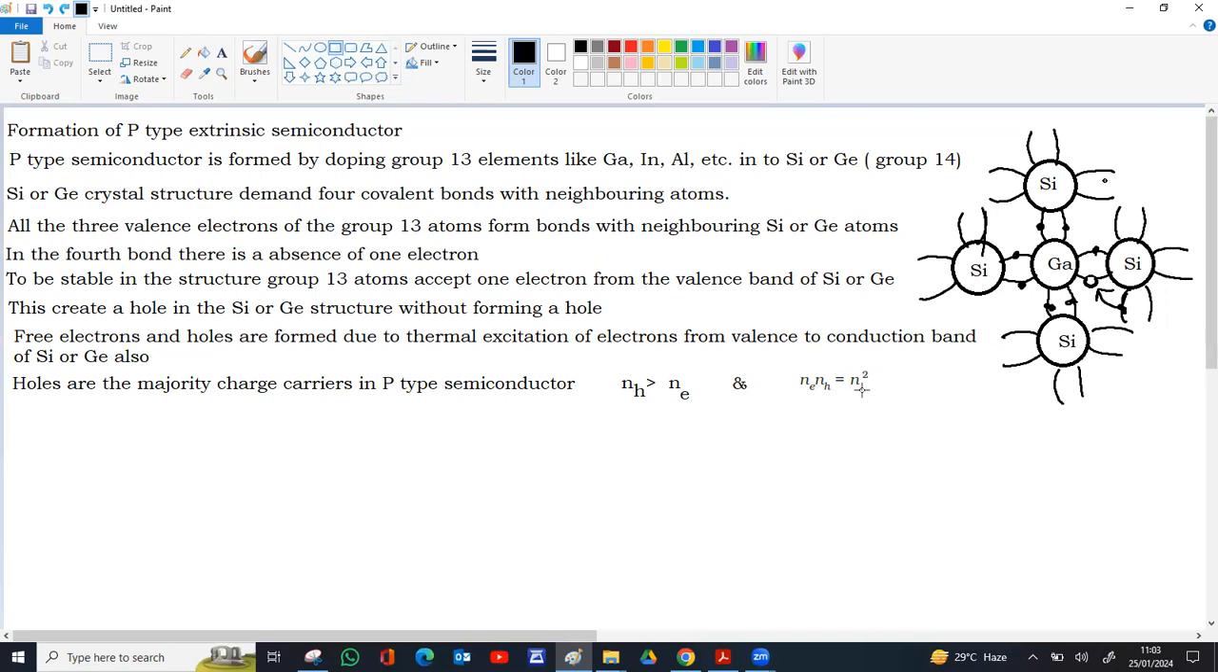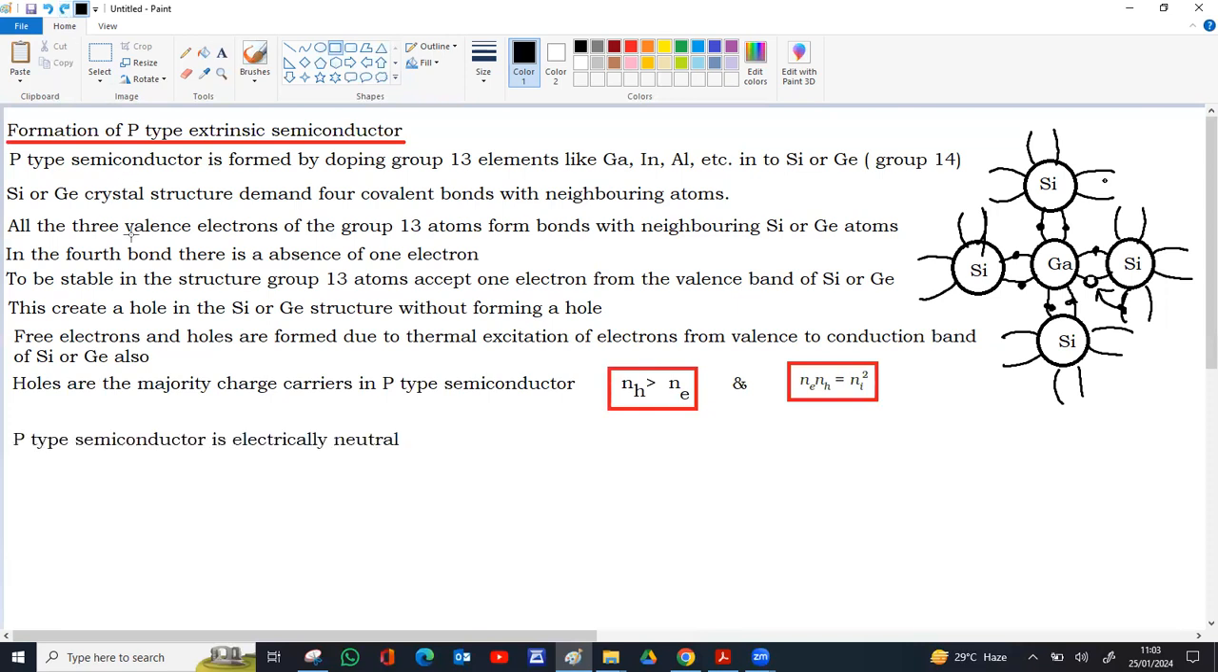Now, like n-type, the p-type semiconductor is also electrically neutral. Here also there is a misconception normally. Since holes are more than free electrons, the material has to be electrically positive. But the group 14 atoms are already neutral. Before doping, due to thermal excitation, free electrons and holes are formed in pairs. So the positive and negative charges are equal and opposite, and get balanced.